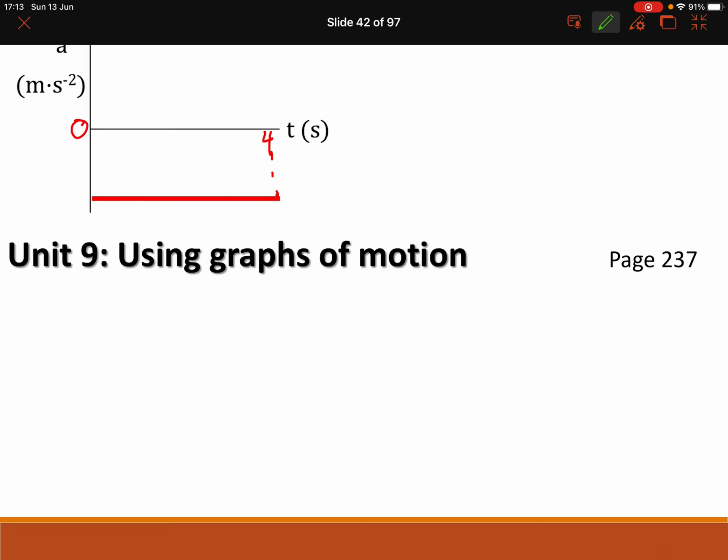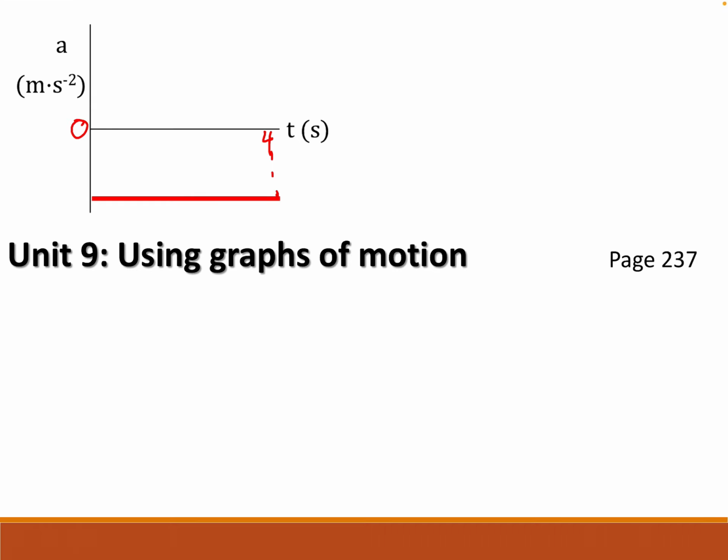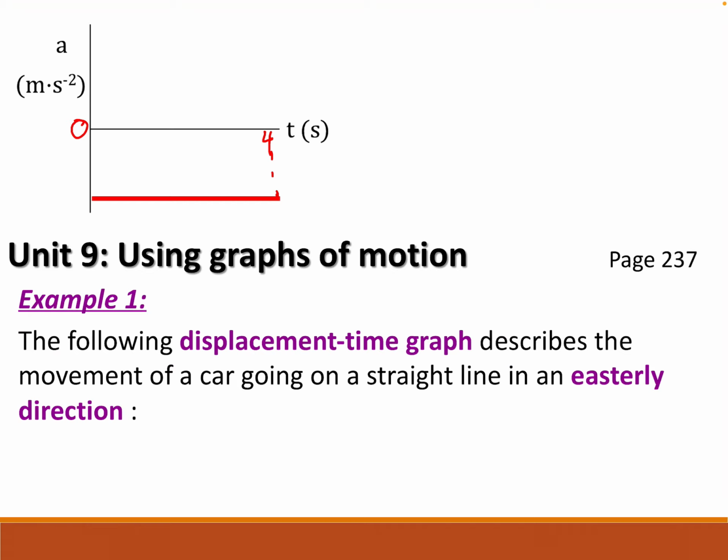All right. Now we've looked at the shapes, we're going to do Unit 9. Unit 9 is: how do we interpret the graphs? What do we do with the information that the graph can tell us, and how do we get that information? So first, here we go.